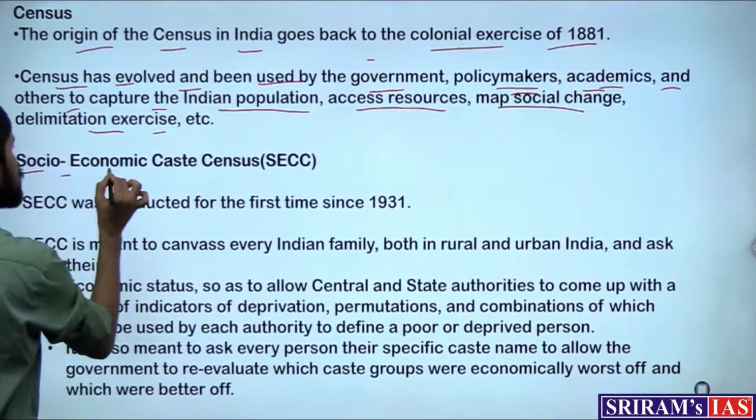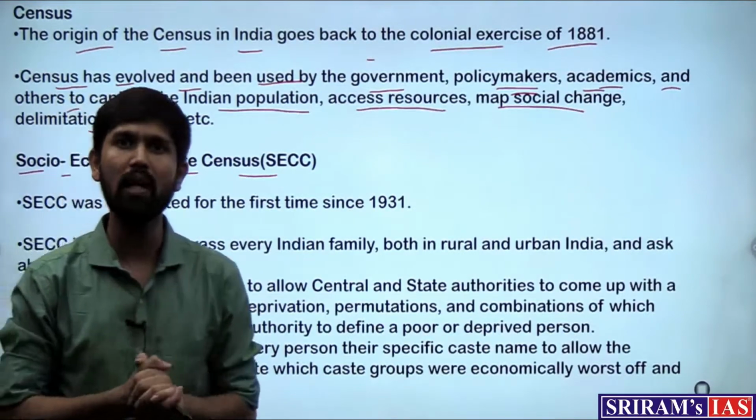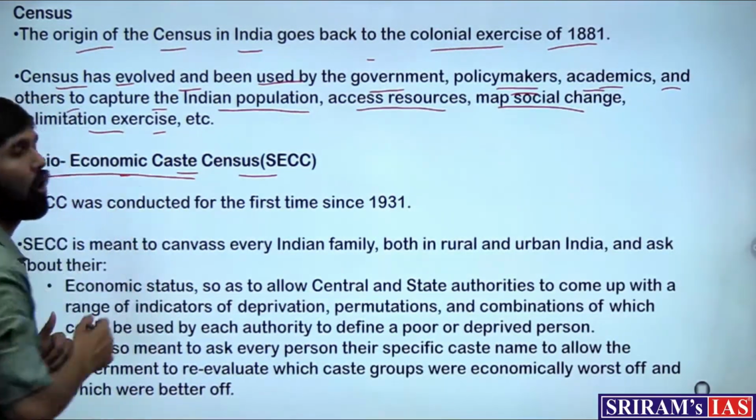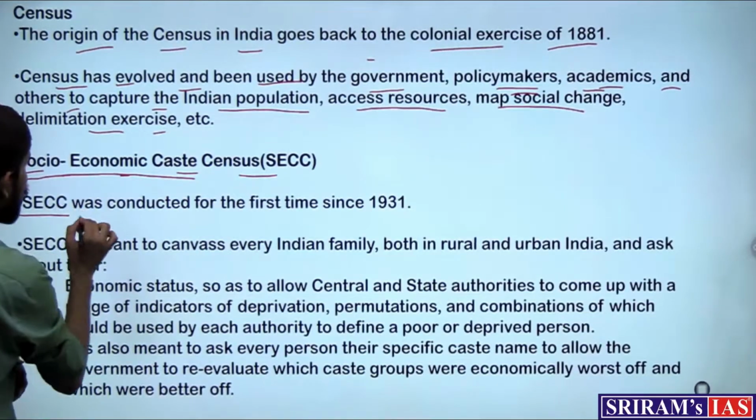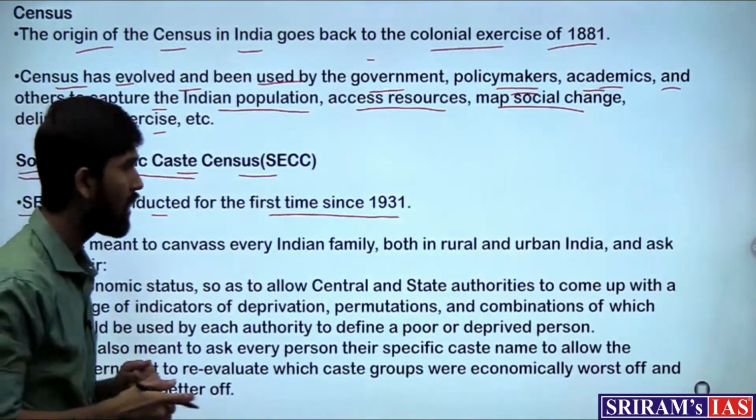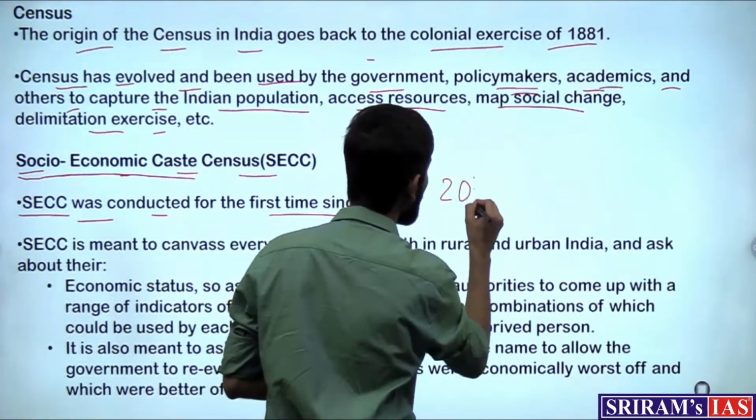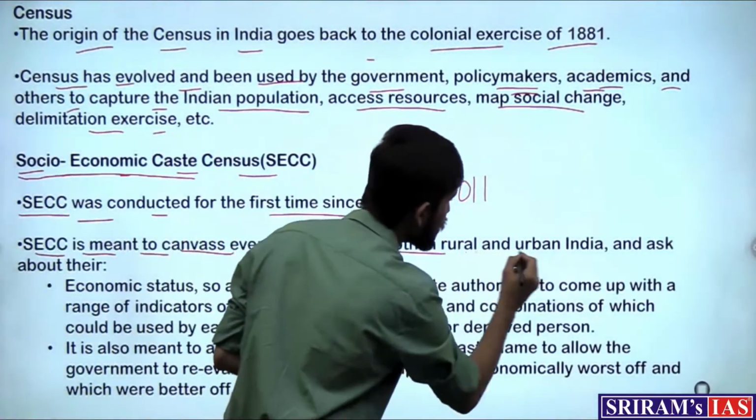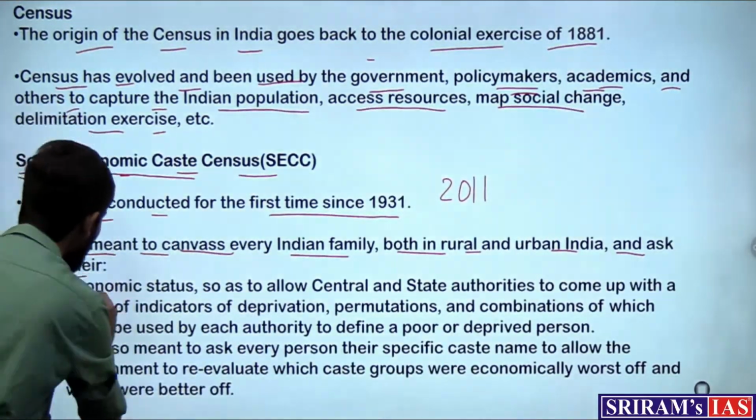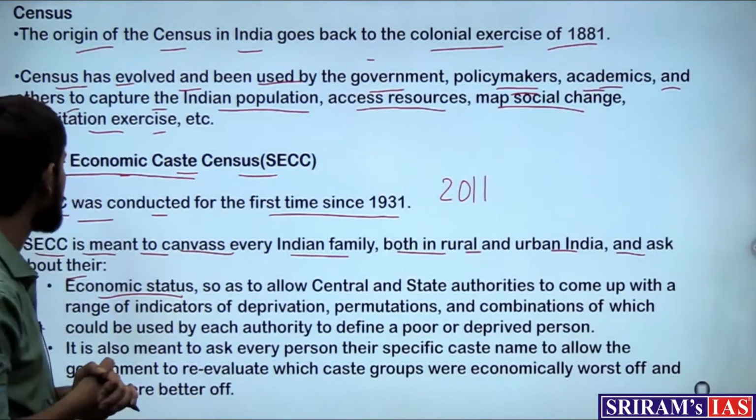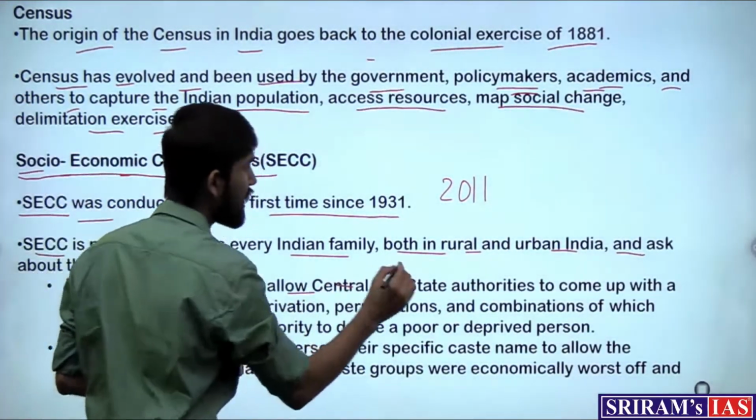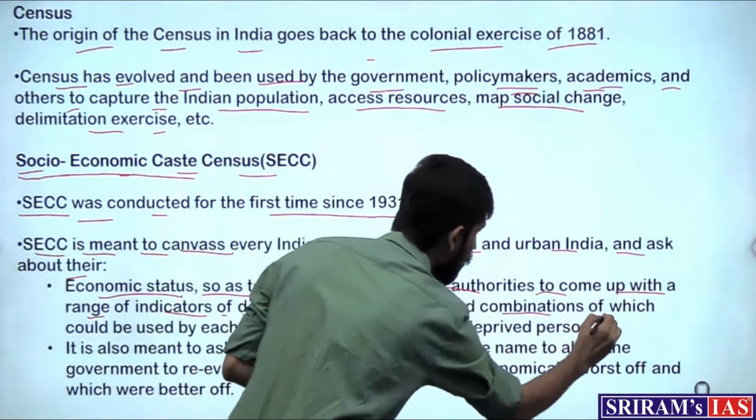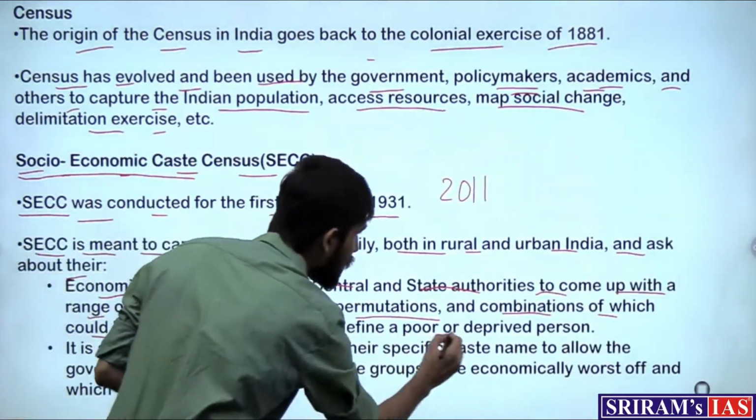Plus, what is then a socio-economic caste census? So socio-economic caste census, one can say, is a sub-part of the census wherein the socio-economic data of the population is enumerated. So the SEC was conducted for the first time since 1931, and the last time SEC was conducted was in 2011. SEC is meant to canvass every Indian family, both in rural and urban India, and ask about their economic status. So it asks information about their economic status so as to allow central and state authorities to come up with a range of indicators of deprivation, permutation and combination of which could be used by each authority to define a poor or deprived person.